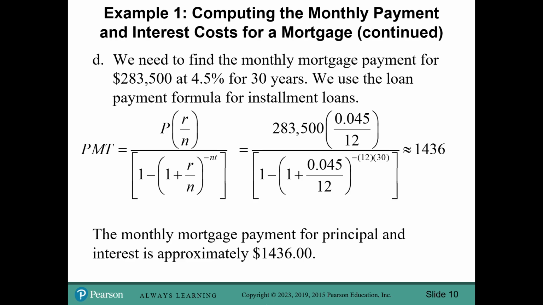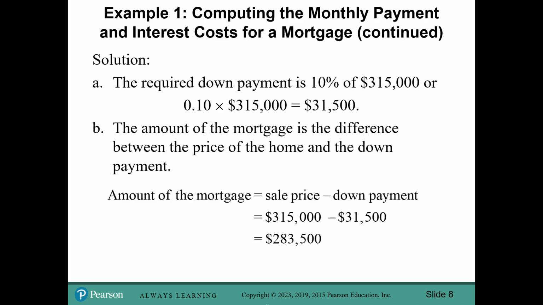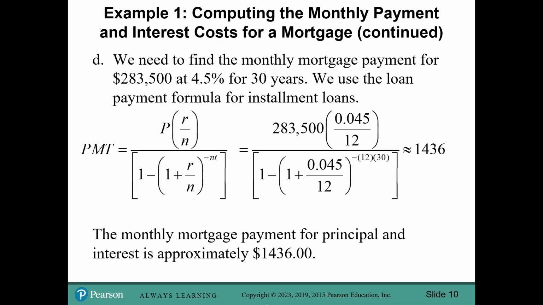All right. Now, we need to find the monthly mortgage payment for $283,500 at 4.5% for 30 years. So you ask yourself, what was D asking again? We'll review. D was asking for us to find the monthly payment excluding escrow, taxes and insurance. So all we're doing is finding the monthly mortgage payment. That's what we're doing in part D.